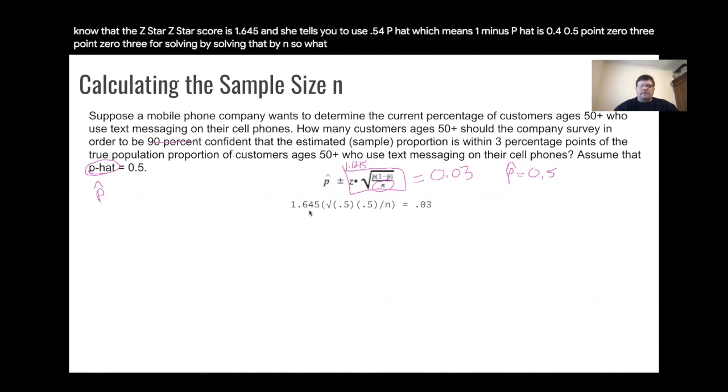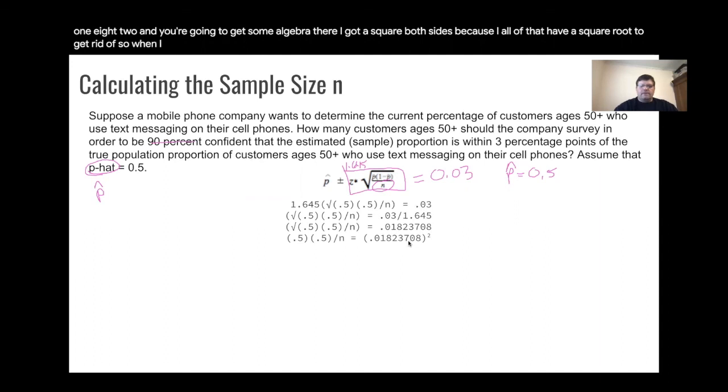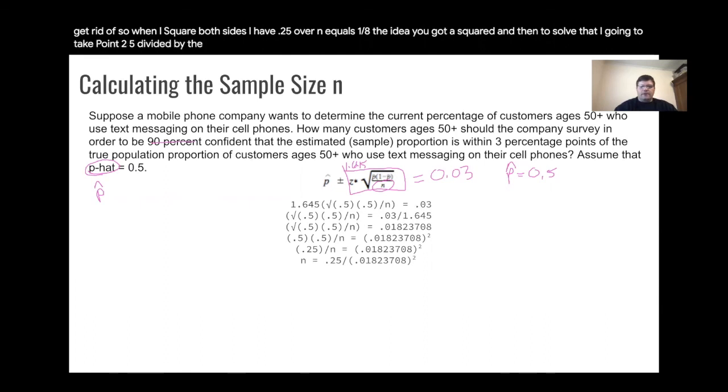So what I'm going to do is divide by the 1.645, and that gives me the 0.0182, and you're going to get some algebra there. I have to square both sides because I have a square root to get rid of. So when I square both sides, I have 0.25 over n equals 0.018, yada yada squared. And then to solve that, I'm going to take 0.25 and divide it by the squared, and all that little cross multiplication action, because let me scoot over here and draw it out for you.